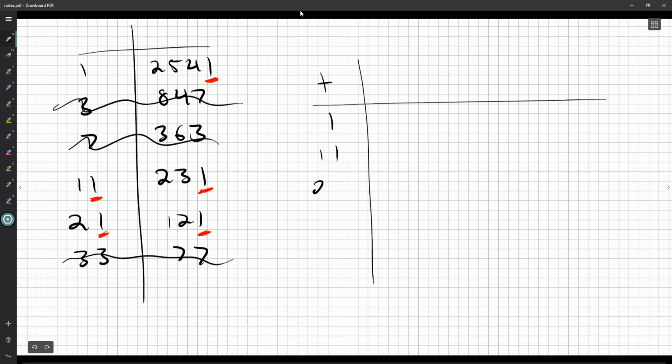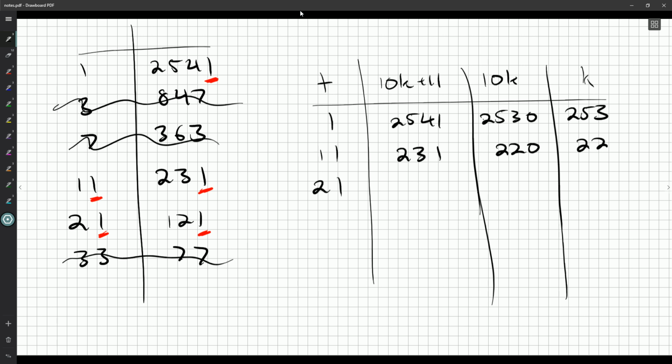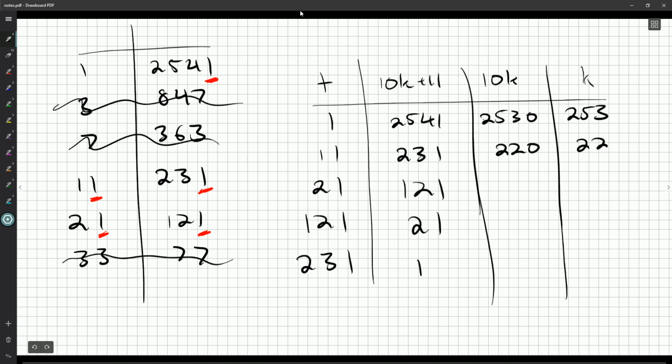We can have 1, 11, 21. So 10k plus 11 looks like this. So 10k, and then we can work out k. So subtract 11, 2530. 231, so 220, so k would be 22, k would be 253 here. It looks like all of these should work, so do we get... Oh, 11 probably won't work. So with 121, 231, 10k plus 11 would be the leftover 121, the leftover 21, the 11.